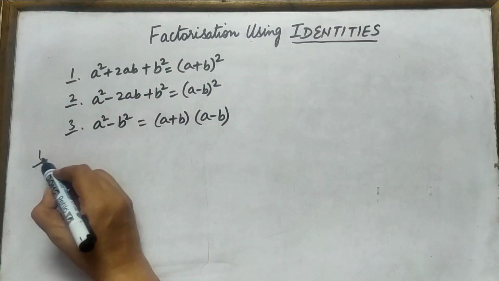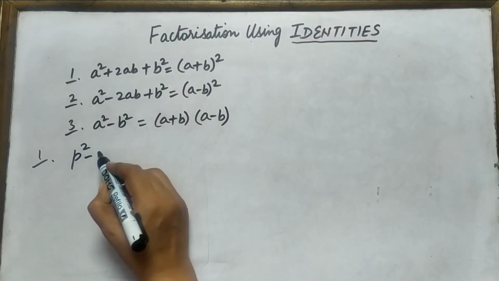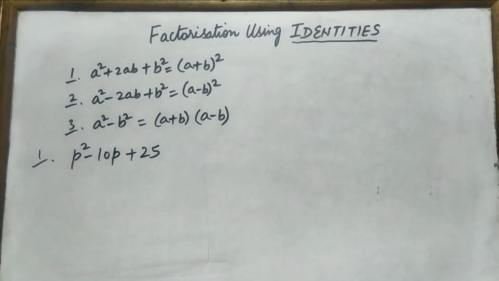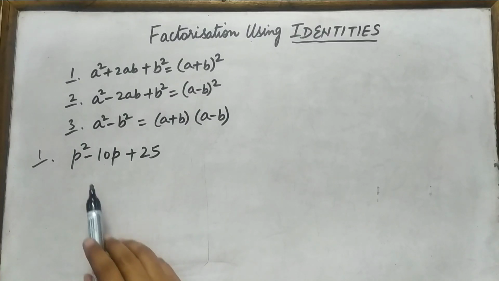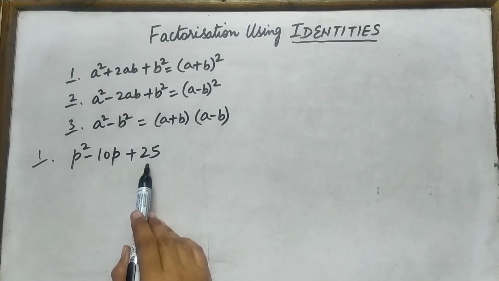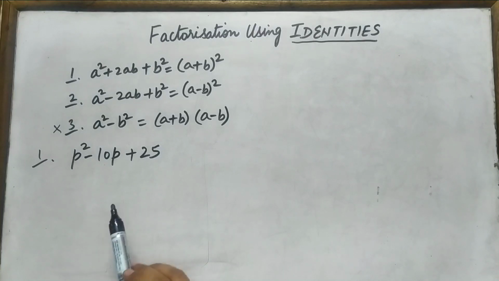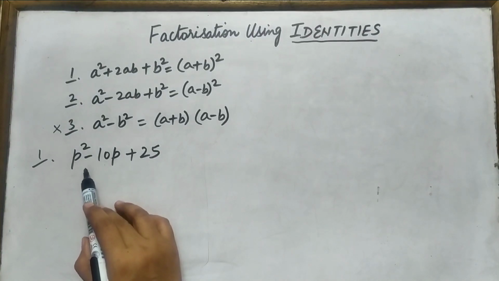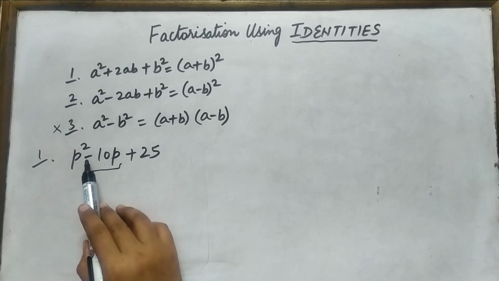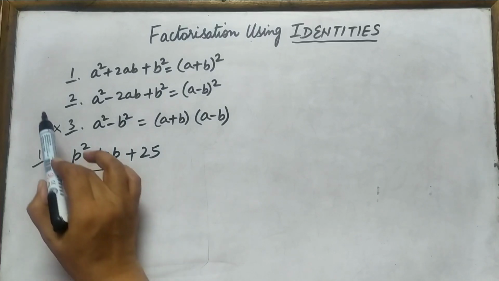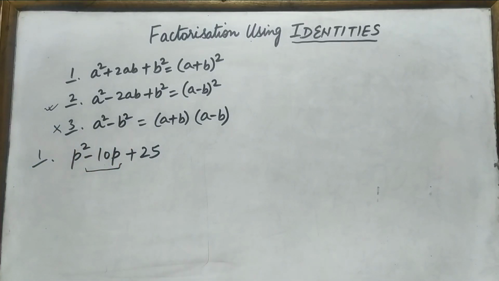The first one is p square minus 10p plus 25. Here, first of all, we have to find which identity is applicable. The terms in the question are 3. So, the third identity is not there. Now we check the middle term. It is having the sign minus. So, from these two, we will take the second identity, right? It is the identity which will give us the required factors.